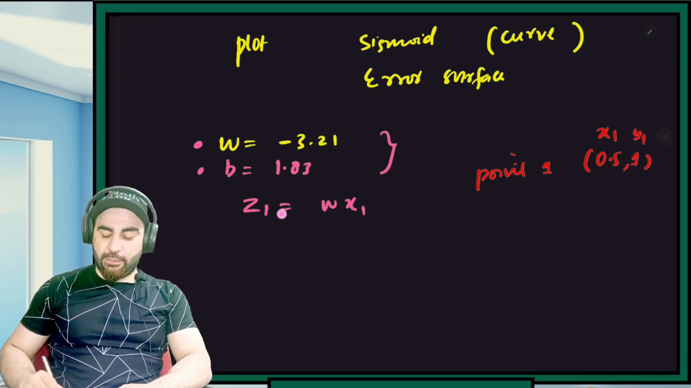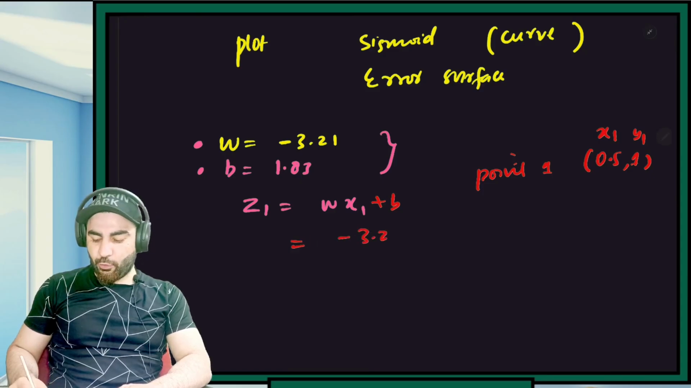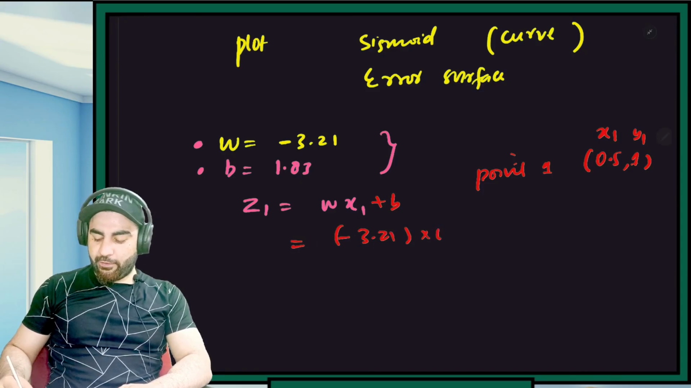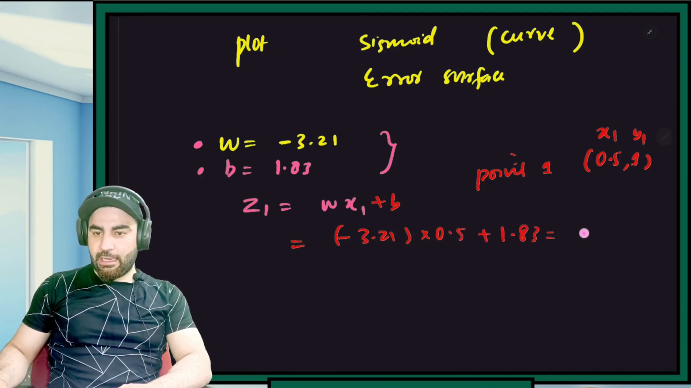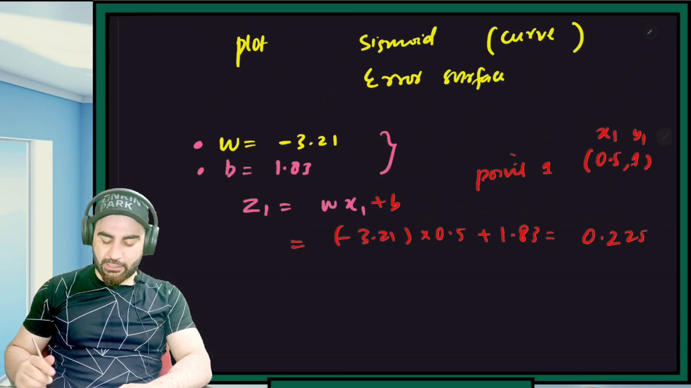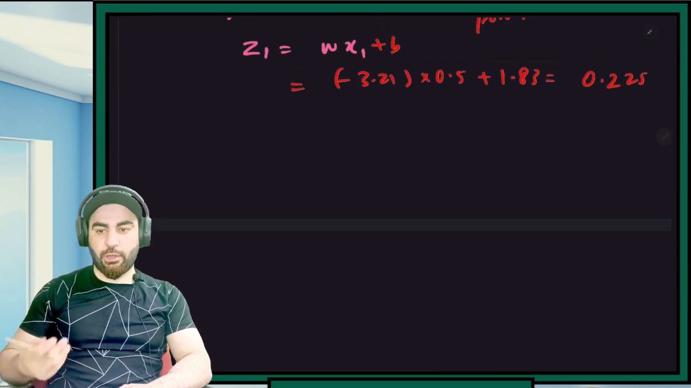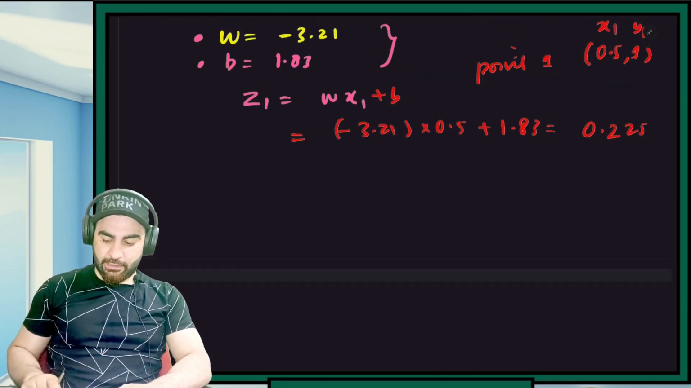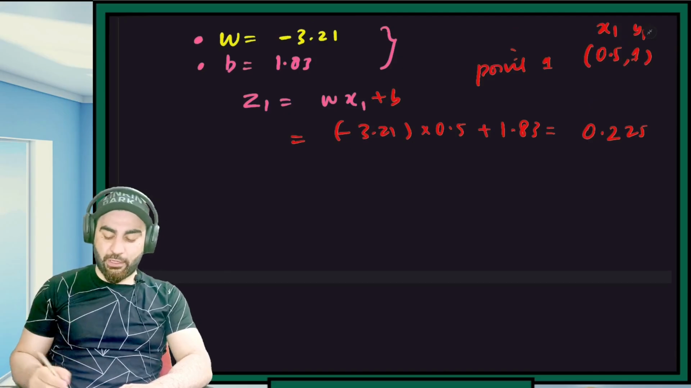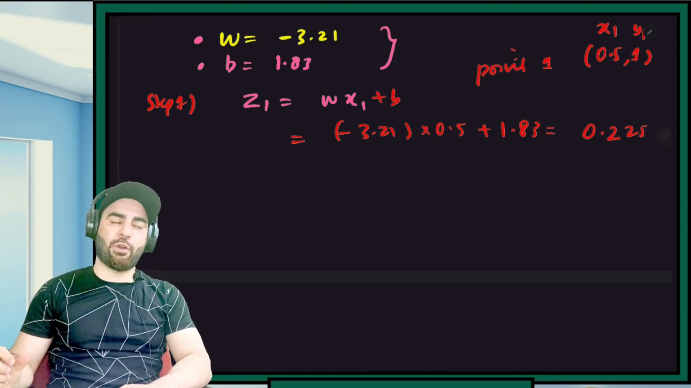Now we'll compute this: z1 is equal to w x1 plus bias. If you compute this, w is minus 3.21, x1 is 0.5, plus 1.83 is the bias. This will come out to be, I think, 0.225, something of this sort. Calculations can be here and there, but I just want you to focus on the steps. This is what happened for point 1. Now for point 2. This is the first step: I can do it for the first point, then the second, then the third. So this is step 1. What we did is the forward pass that we spoke about in the last lecture.